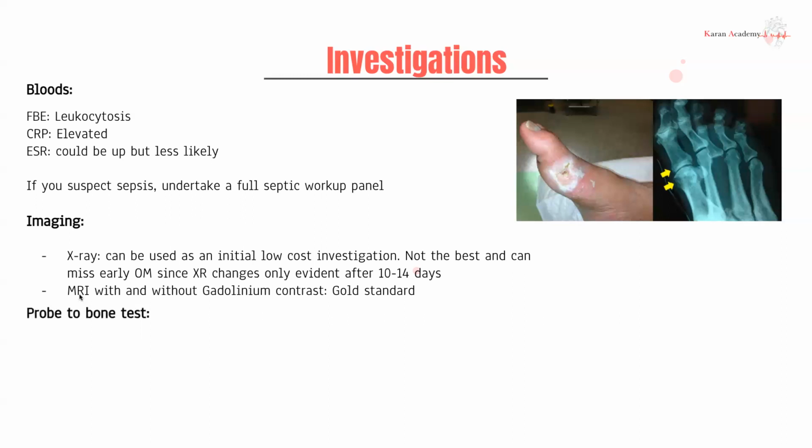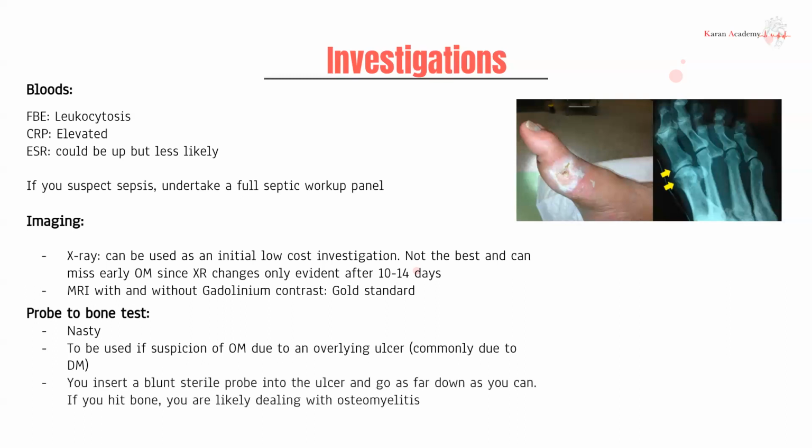Probe to bone test. Now, this is a really nasty one. I hope you're not eating food at the moment. It is used typically if you suspect osteomyelitis due to an overlying ulcer. This is very commonly seen in diabetics. What you do is you insert a blunt sterile probe into the ulcer. You go down as far as you can. And if you hit bone, it is very likely that you're dealing with osteomyelitis because you have that open channel going all the way down to the bone.